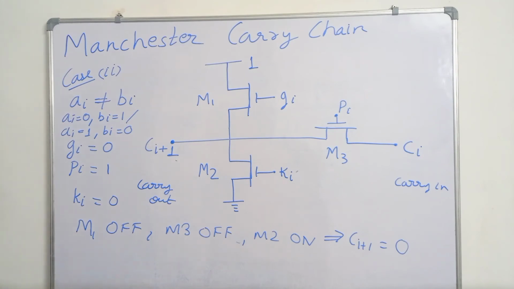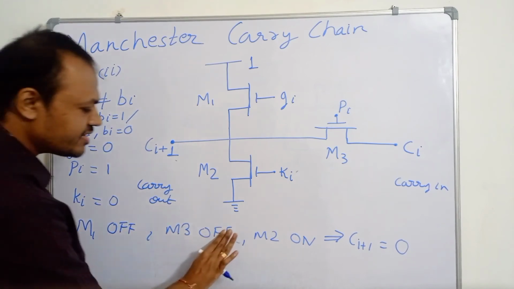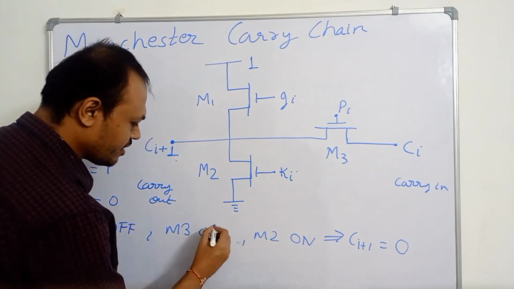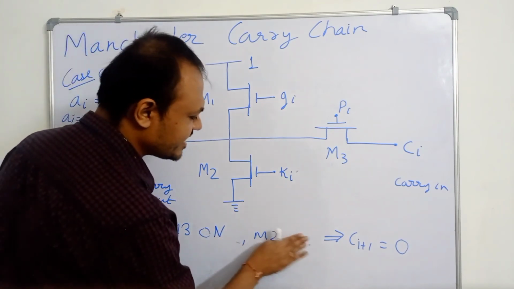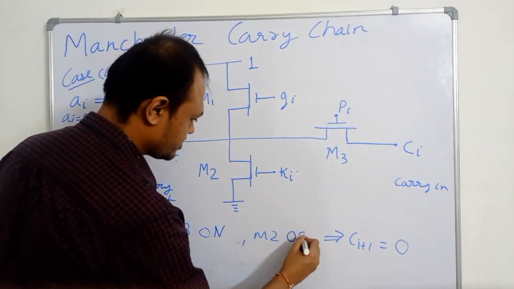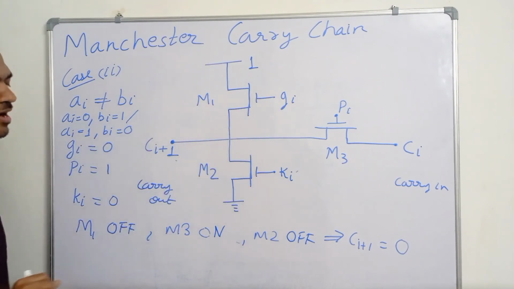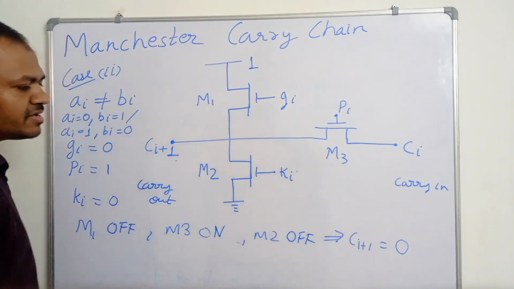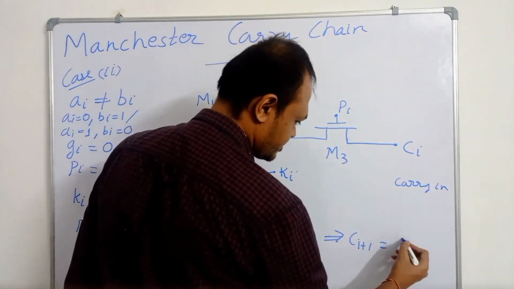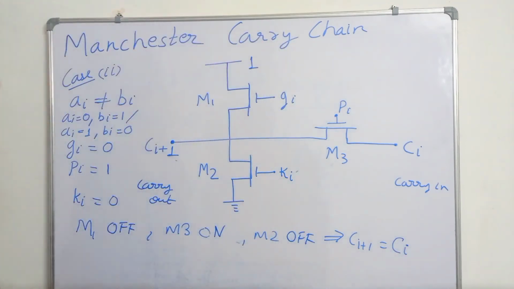In this condition M1 will remain off, M3 will now turn on, but M2 will get turned off because Ki is 0 and Gi is 0. So M1 and M2 are off, but M3 is on. If M3 is on, it means that Ci plus 1 will be equal to Ci. So we have verified this also.